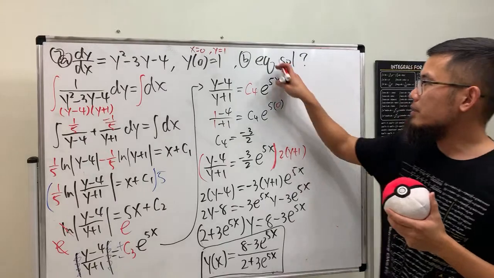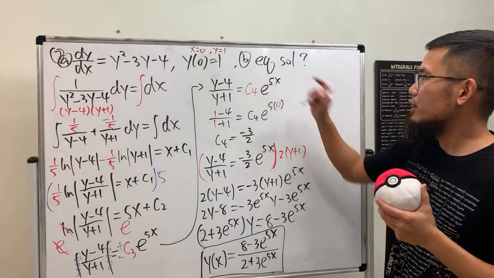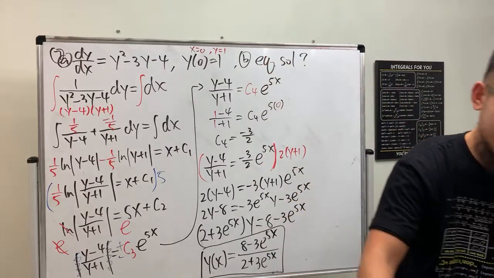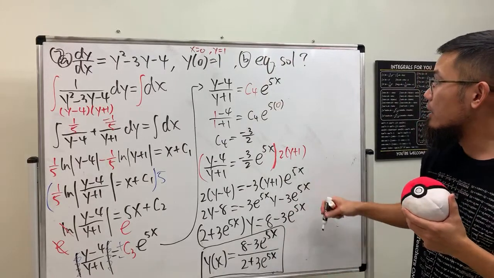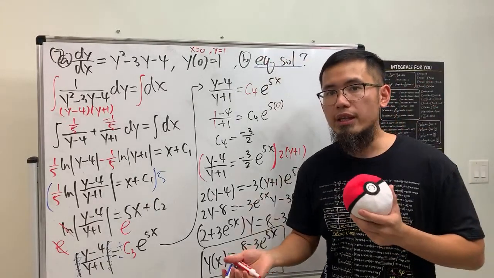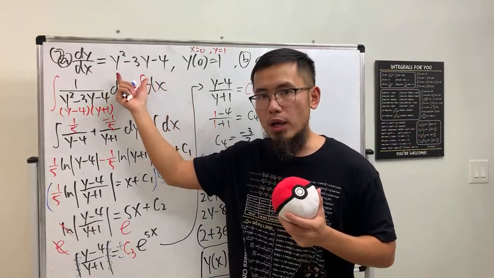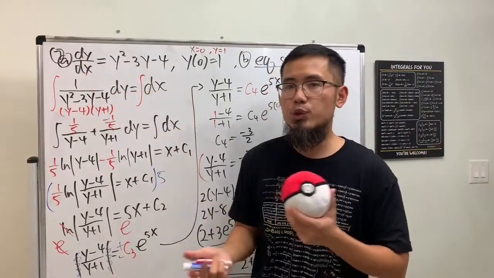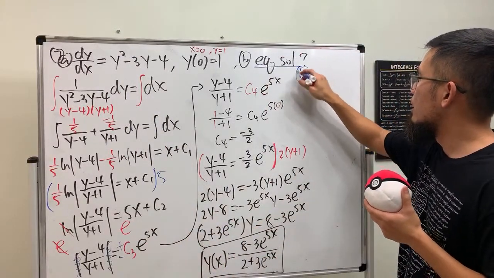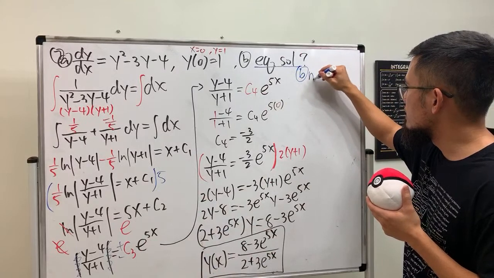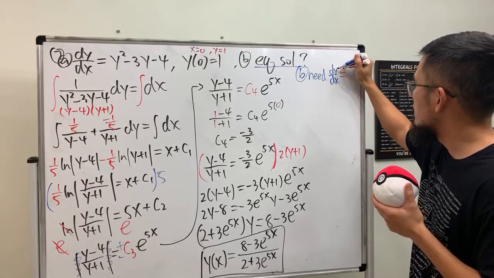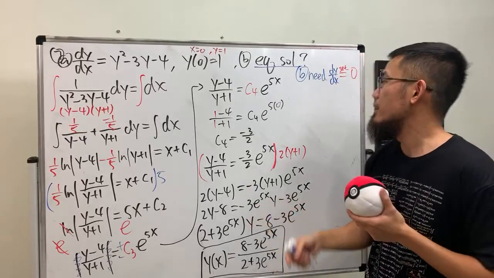How do you find the equilibrium solution? Sorry, this right here is the equilibrium solution. So for part B, let me just do it real quick. For the equilibrium solution, if the differential equation is based on y only, you just have to make dy/dx equal to 0 and solve for y. That's it. So for part B, we just have to set this to be 0. That's it.